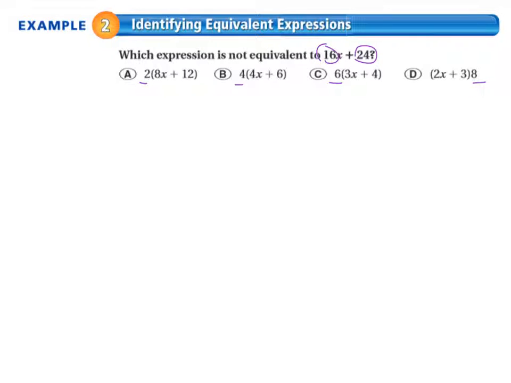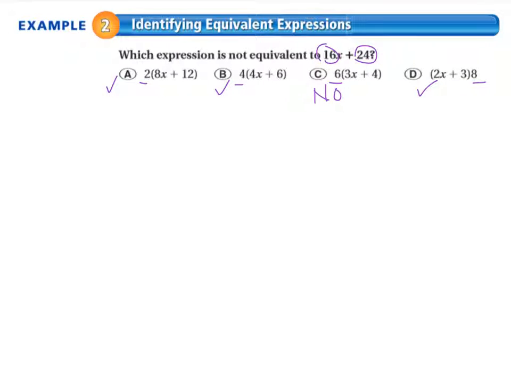Is 2 a factor of 16? Well, I'm going to say yes it is. Is it a factor of 24? Yes. How about 4? Factor of 16 and 24? Yes. 6, a factor of 16 and 24? It's a factor of 24, but not 16. How about 8? Is that a factor of 16 and 24? Yes, it is. So by process of elimination, I can probably say C.